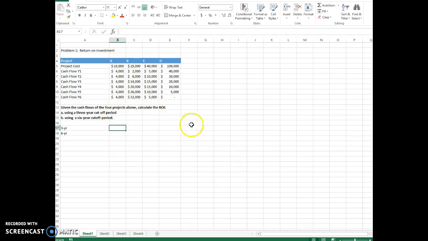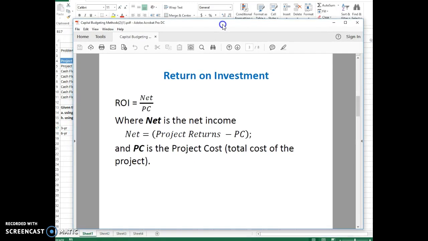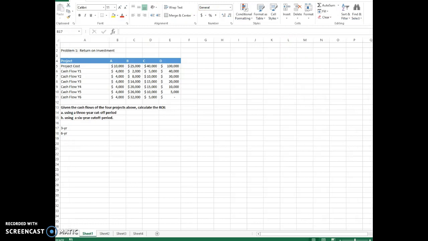So return on investment, if you are doing the following formula, grab it real quick. The formula is the net divided by the project cost. So again, thinking about your lemonade stand, if you receive $10 in sales, but you spent $5, your net is going to be $5, right? Because it's the returns minus the cost. That's your net. So we're going to put that on top, and we're going to put the project cost on the bottom as well.